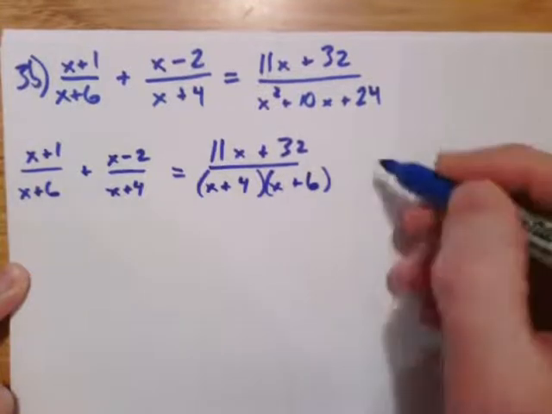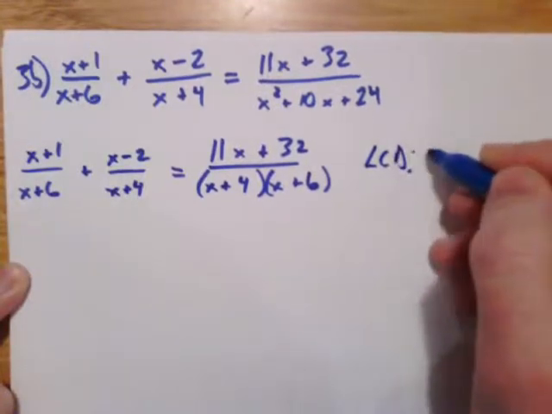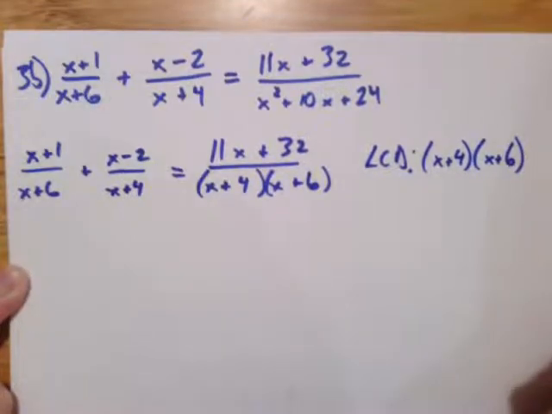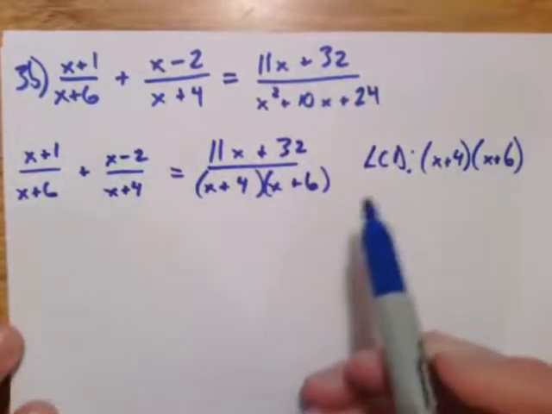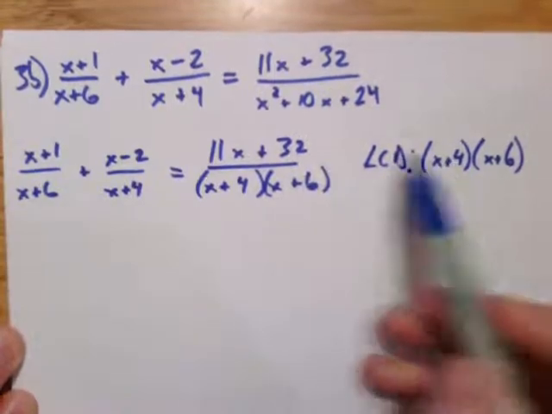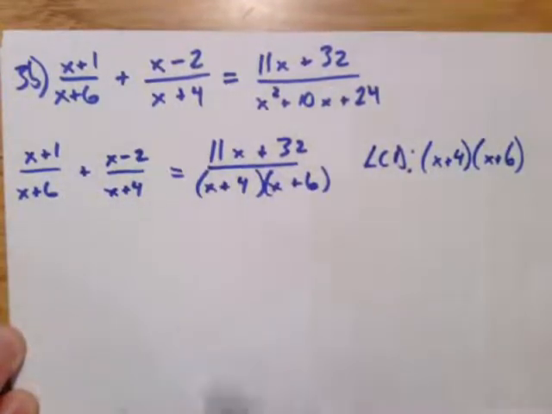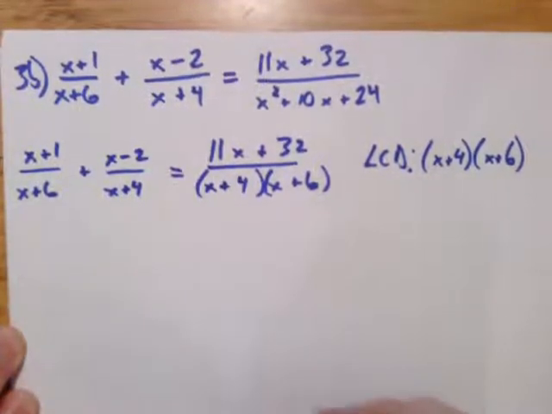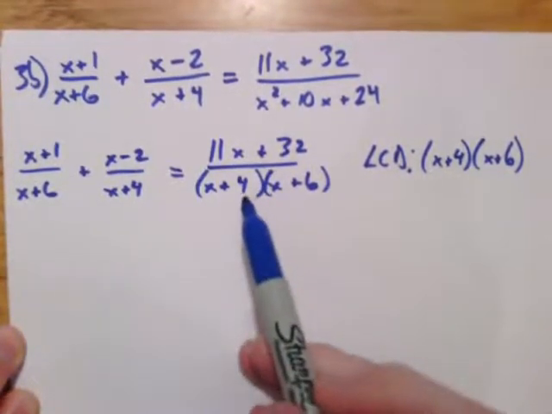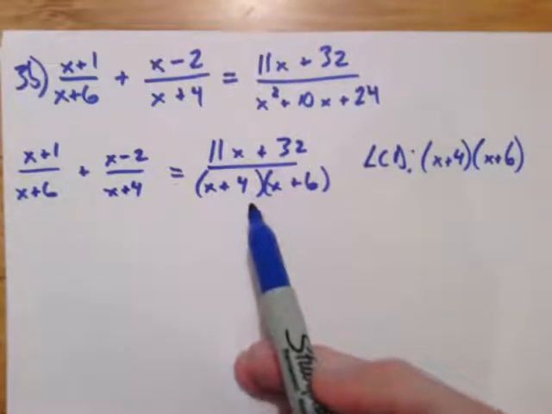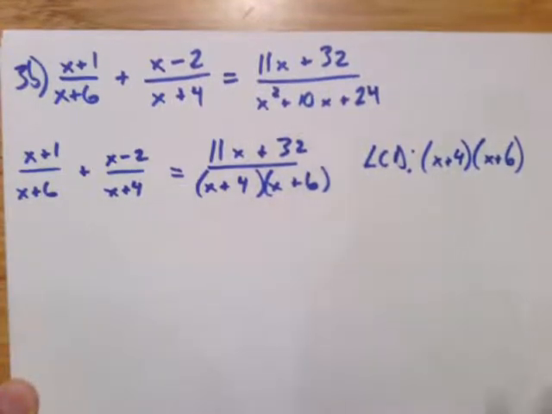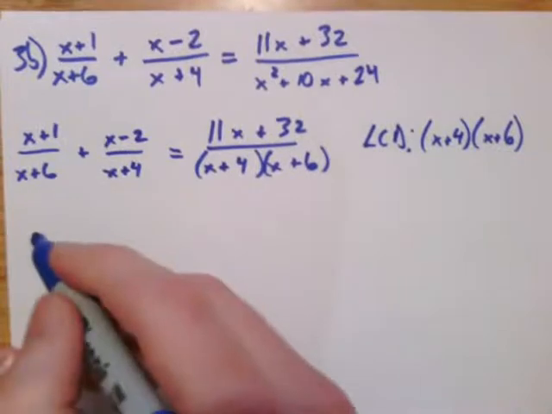So our LCD is x plus 4 times x plus 6. Now, some of you will find a shortcut in doing this, multiplying through and canceling, and you won't do all the steps. I'm not going to pick at you for that, but when you do your final assignment at the end of this unit, I need to see everything. Okay? I need to see everything. All right. So, I'm going to show everything right now.